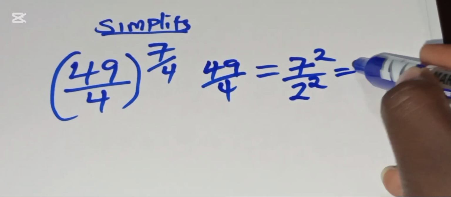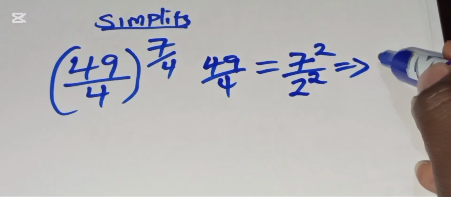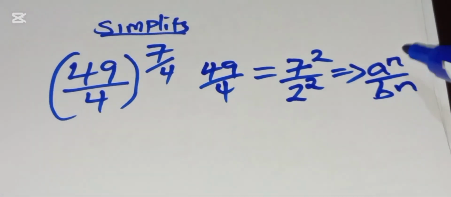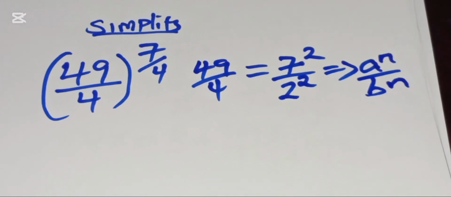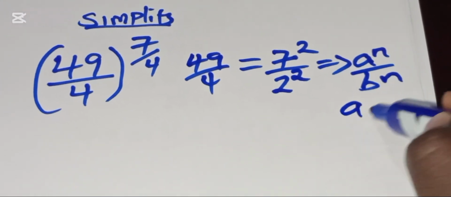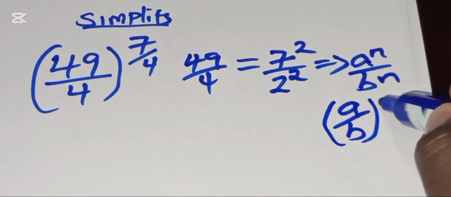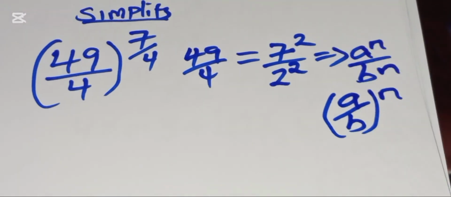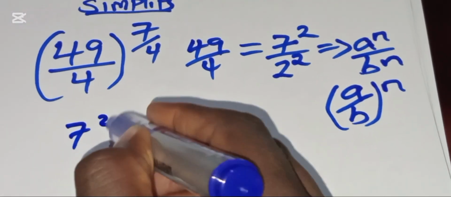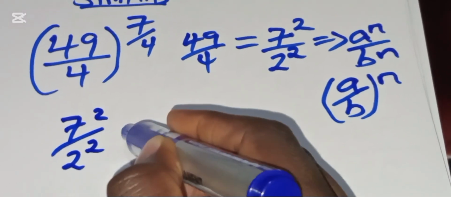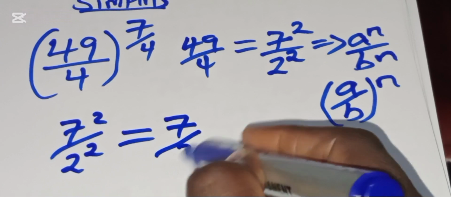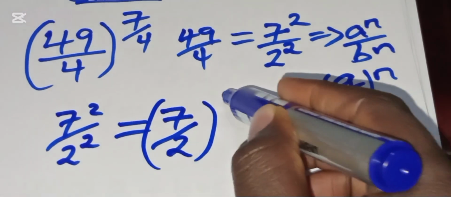Now intuitively, if you have a raised to power n divided by b raised to power n, as you can see the bases are different but the exponents are common, this is the same thing as a divided by b raised to power n. So applying this property, we're going to have 7 squared over 2 squared, which is the same thing as 7 divided by 2 raised to power 2.